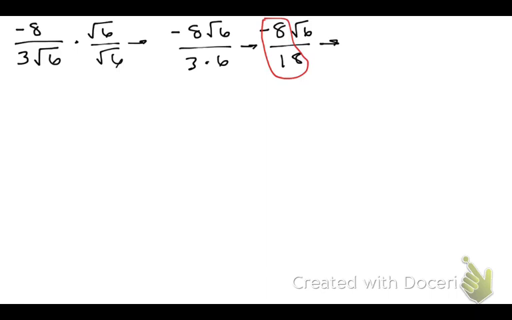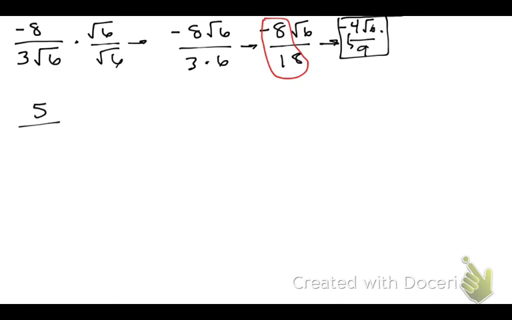Negative 8 over 18, both are divisible by 2, so this will be negative 4 root 6 over 9. Now we've simplified and rationalized this thing. The square root of 6 doesn't go further, 4 over 9 doesn't go further, so we're done. Why don't you try another one like that? I'll have you try 2 of them actually.